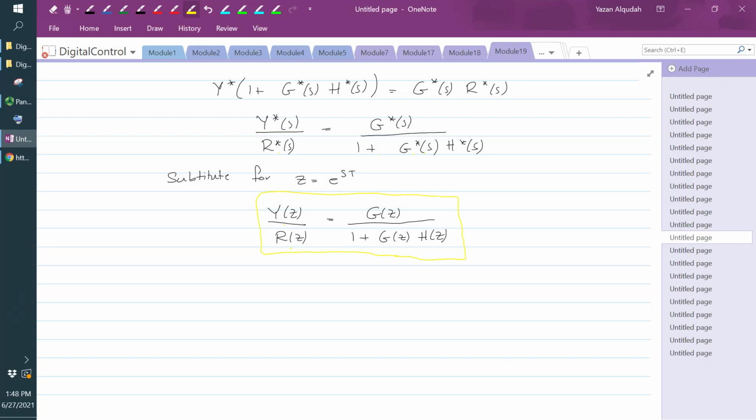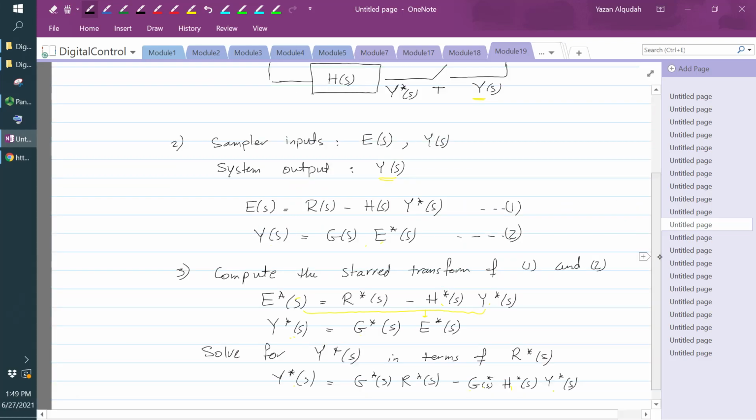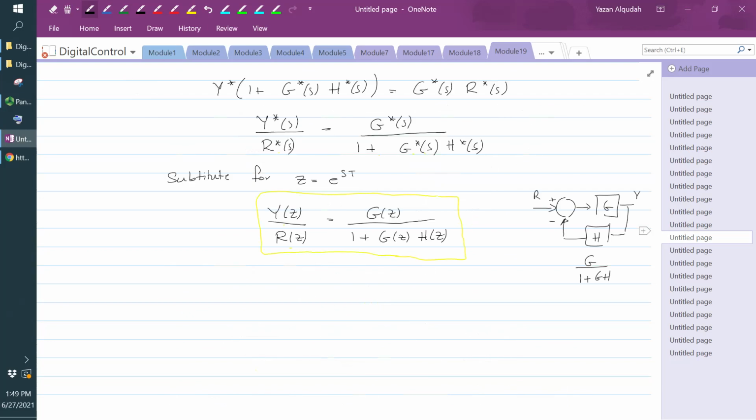Okay, now hopefully this reminds you of continuous time systems. When we used to calculate a continuous time system that has a G and has an H, the transfer function between the output Y over R used to be G over 1 plus G multiplied by H. And here we're getting an expression that looks similar, but of course it is in terms of z. Unlike the continuous time, which used to be in terms of s, here it is in terms of z.